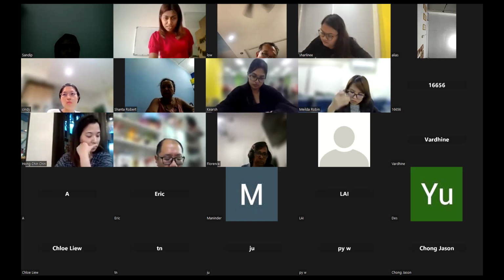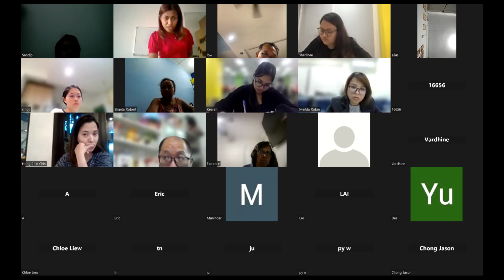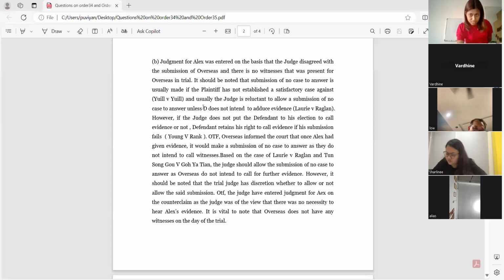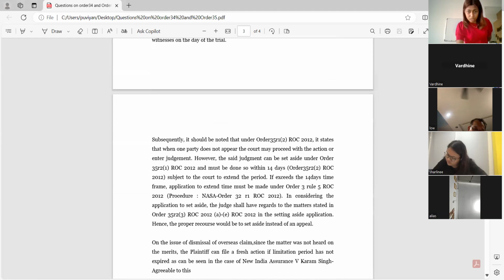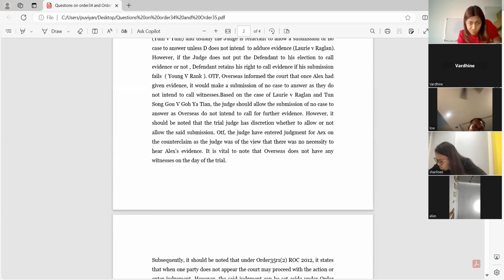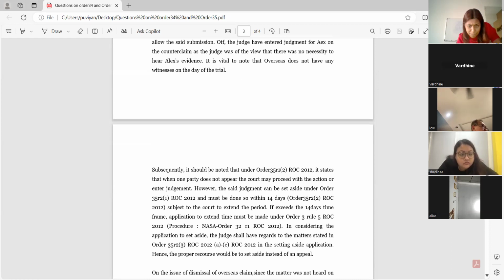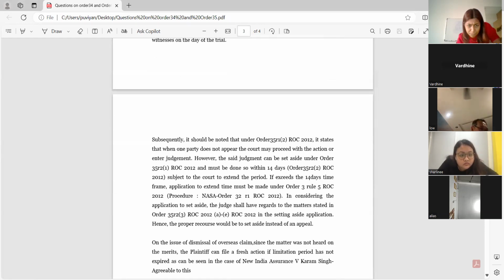So you can put, I will send you the material later on. This is where I explain the submission of no case to answer, what will happen, and so on. You can read on the issue of submission of no case to answer. Okay, then I put here that the proper course here would be to set aside instead of an appeal. You need to read because it's almost similar. I will send it to you all later on.